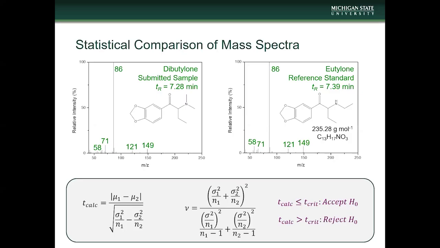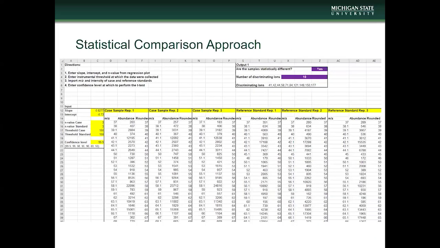And then we move on to mass to charge 41, and we do the same comparison, determining if the null hypothesis is accepted or not accepted. And we do that for all ions in the scan range. So obviously that's a lot of t-tests and a lot of calculations that are being performed. And so we've automated this in the form of an Excel spreadsheet.